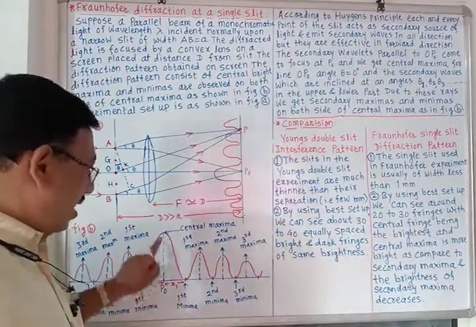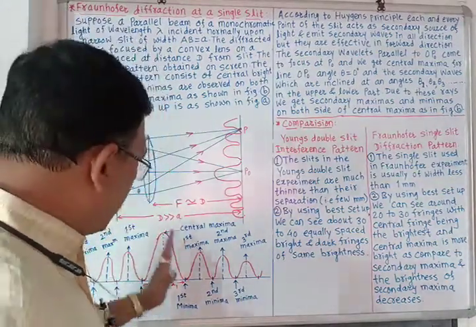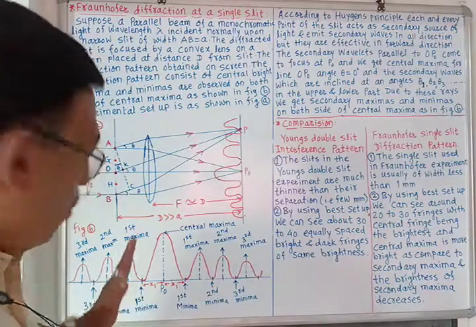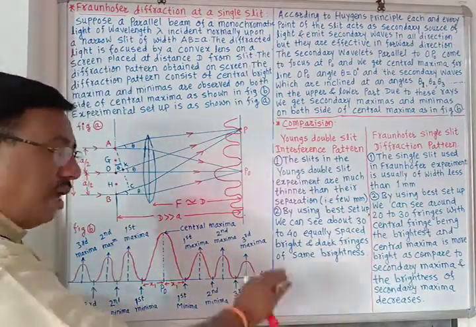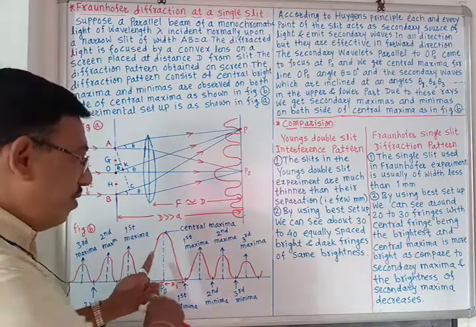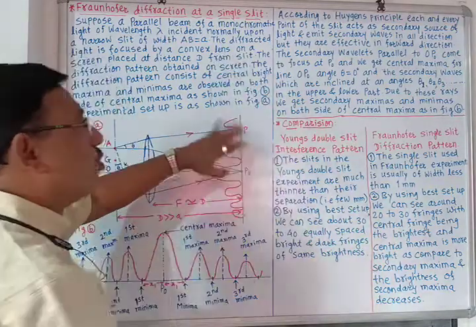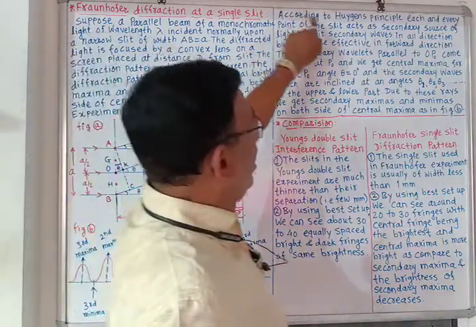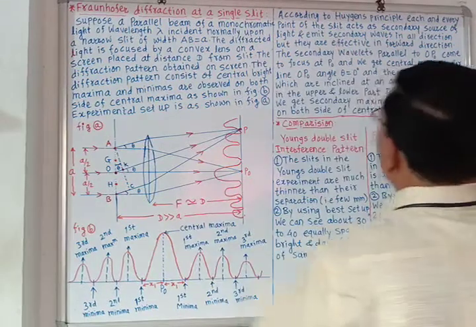But central, there is always maxima, and brightness of central maxima is more than other maximas, means brightness goes on decreasing. This is actually a graph of intensity versus distance on the screen from the central maximum on both sides, according to Huygens principle. Now what is Huygens principle?